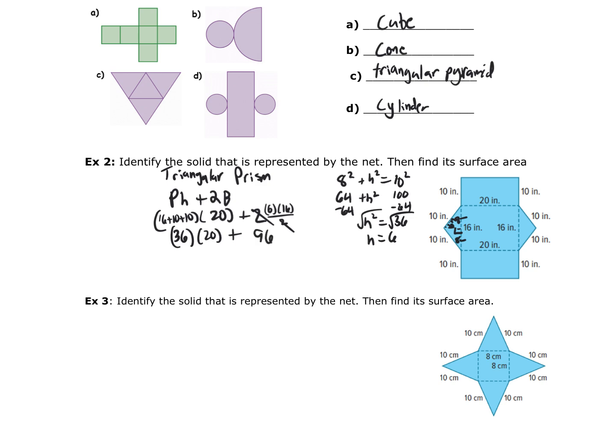Six times 16 is 96. So now I just need to do the 36 times 20. It's 720 plus 96. And we get 816 square inches.